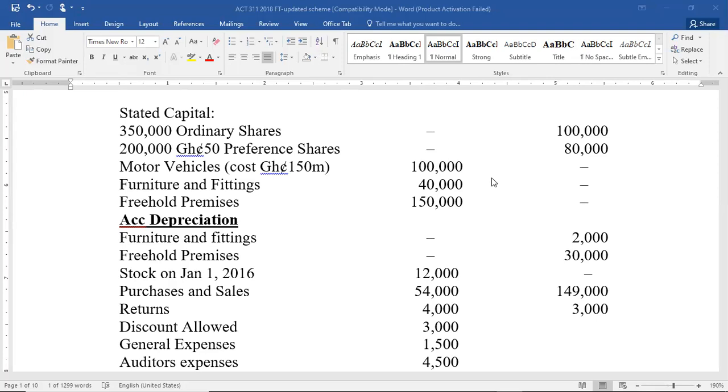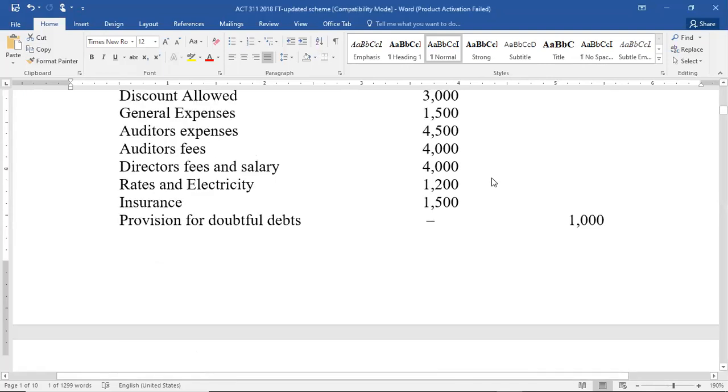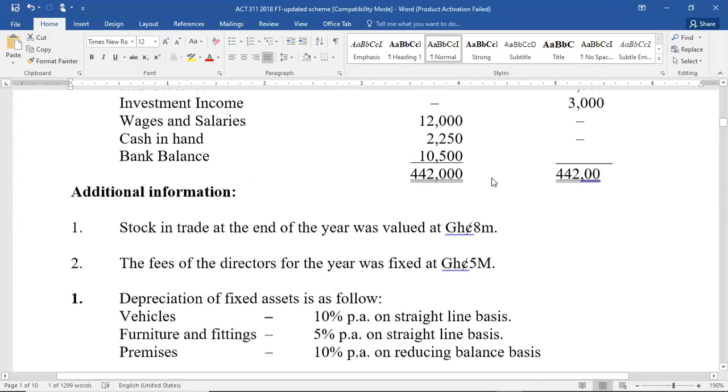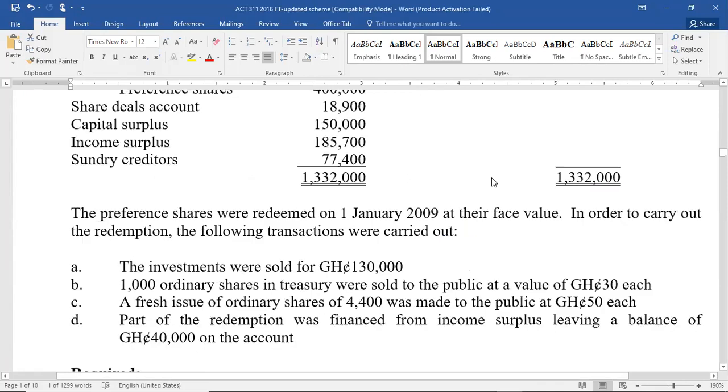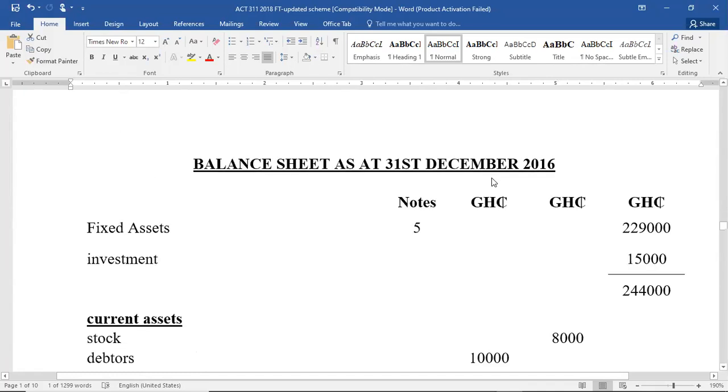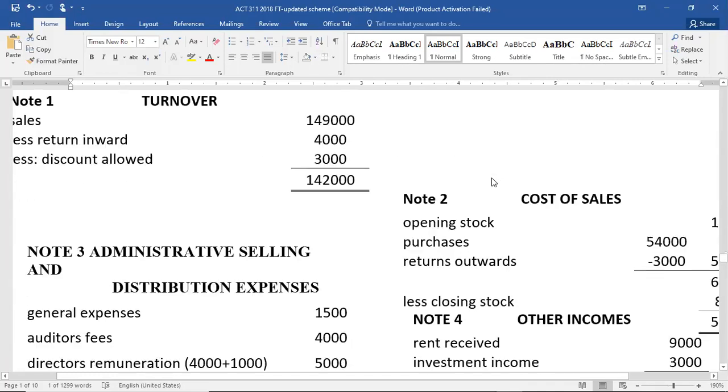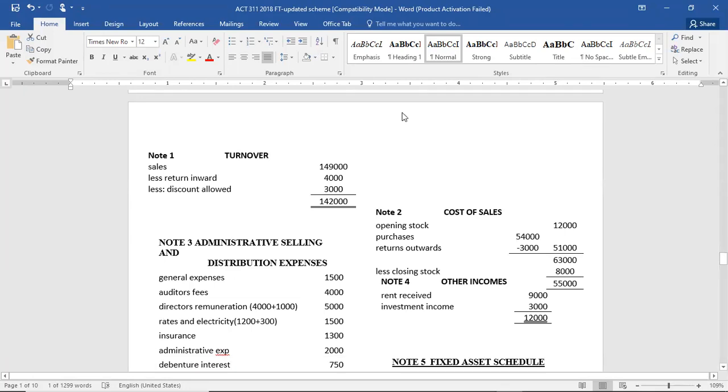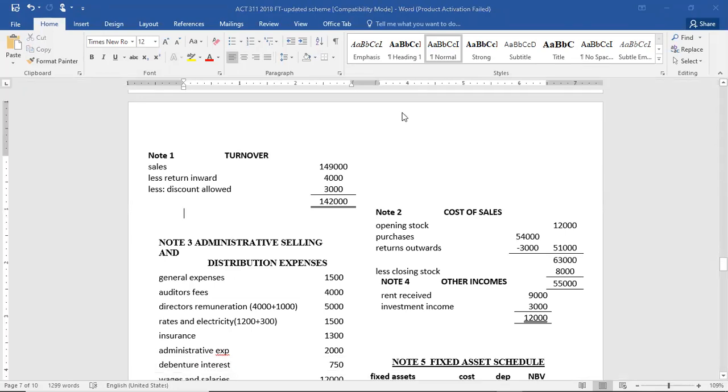$108,000. So now total the net values of your fixed assets and give me the final answer. $229,000. 229,000. Fantastic. So this is how your notes should look like, or this is how your presentation is going to look like. So this is what I just took you through right now.